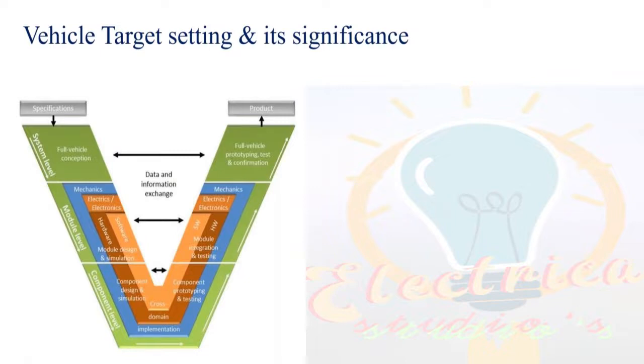All these component level targets have to be taken, and component design should take place, and the component simulation will take place here, and then they will start testing. The component level testing will happen, and then your module level testing will happen, and then the final vehicle level testing. All the systems together inside a vehicle, the vehicle level testing is going to happen.